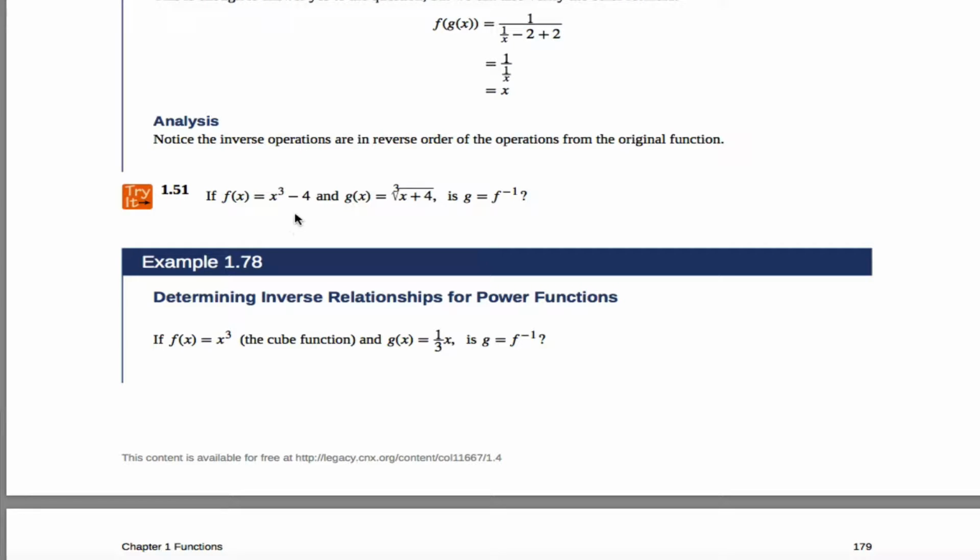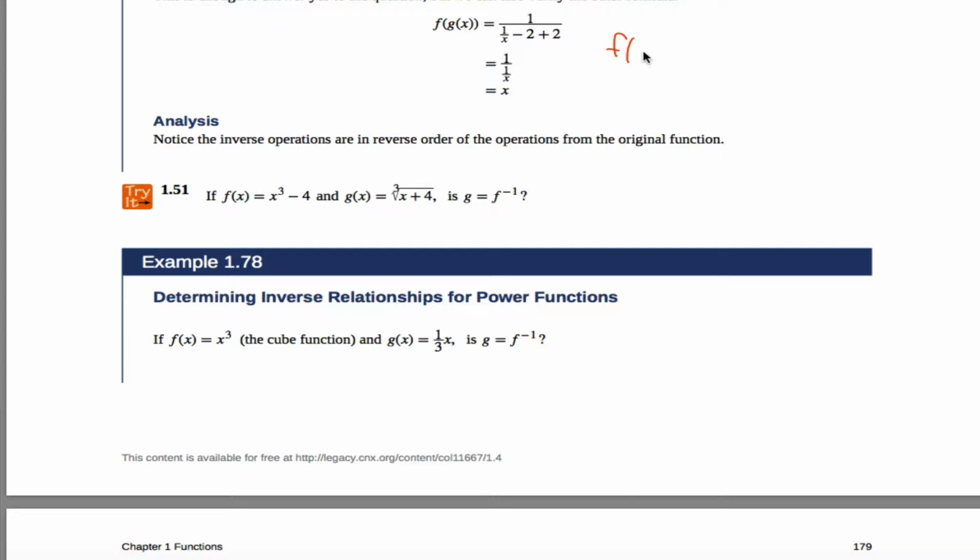All right, here's Try It 1.51 from PreCalculus OpenStax. We're given two functions and it asks, are they inverses of each other? Lots of different ways you can figure this out. I think what your book had in mind is to take advantage of the fact that anytime you compose a function with its inverse, you should get x as the output. So let's see if that works.